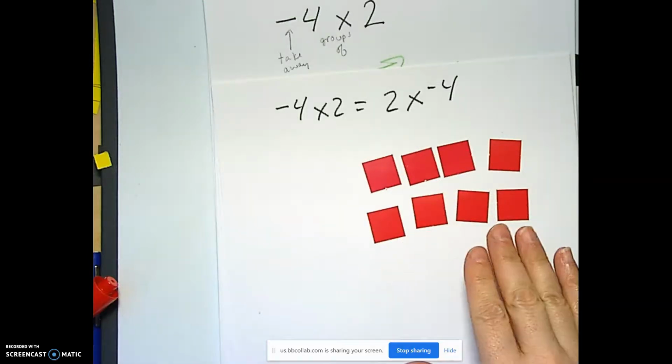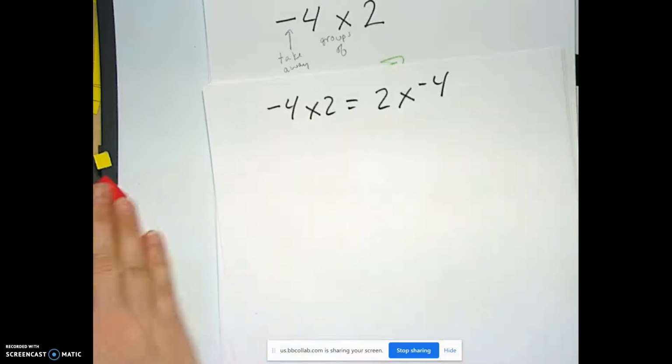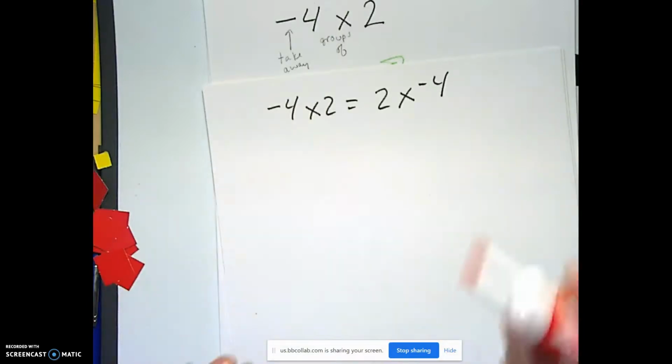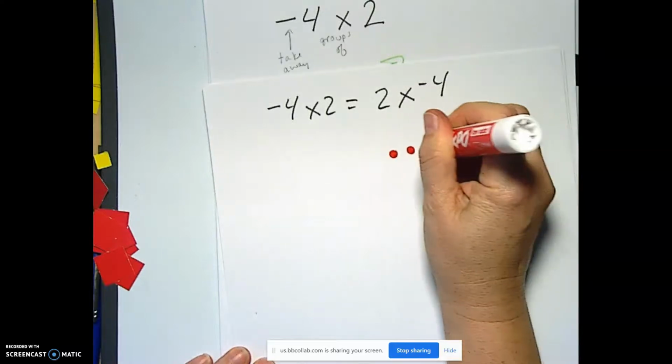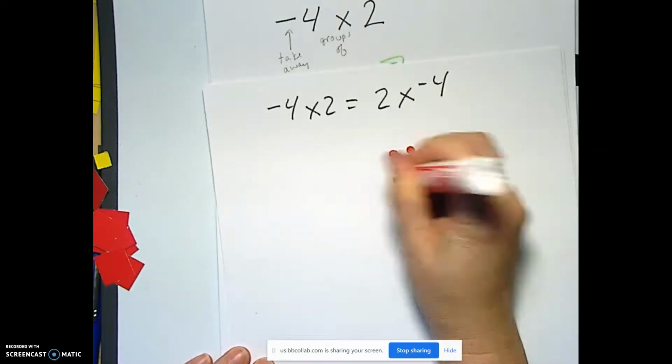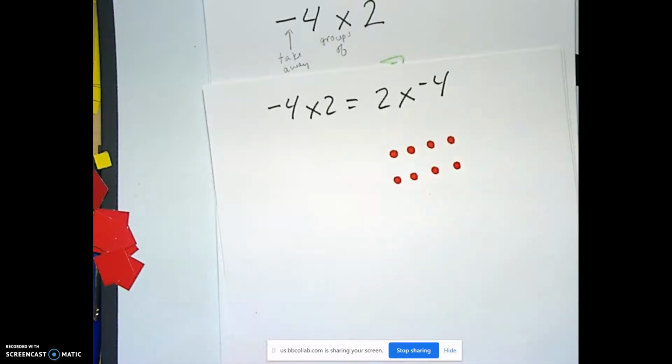So I'm going to draw how you could draw this. And a lot of people do it this way. So we're putting in 2 groups of -4. I'm going to make it a little more visual than the last time I did. So here we are.